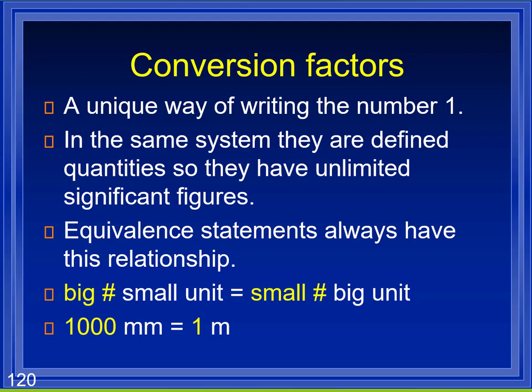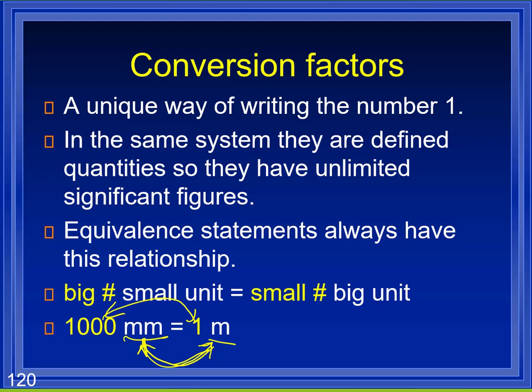So millimeters. Millimeters are small, meters are big. Millimeters are smaller than meters, so my unit is getting bigger, so my number has to get smaller. And vice versa. If I went the other way, my number is getting smaller, so my unit had to get bigger. So always make sure you have the small number with the big unit. That's the most common mistake.